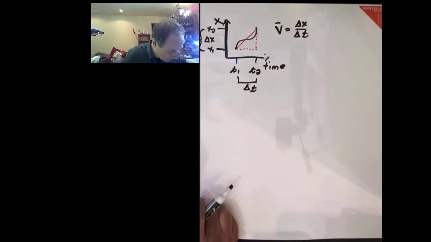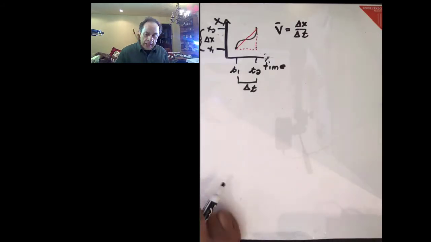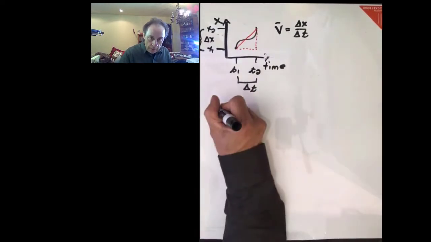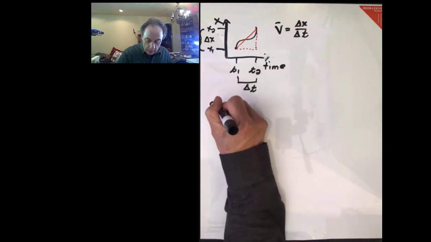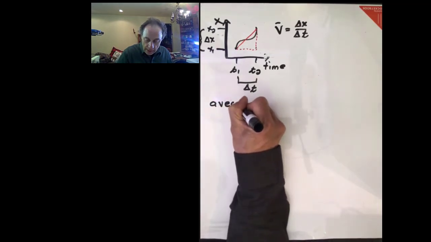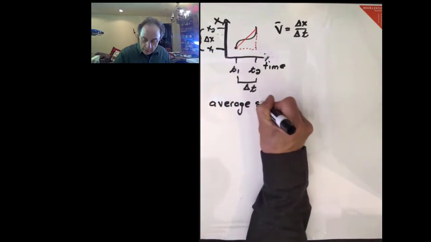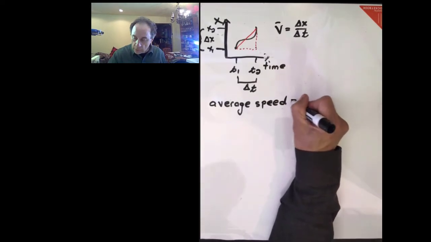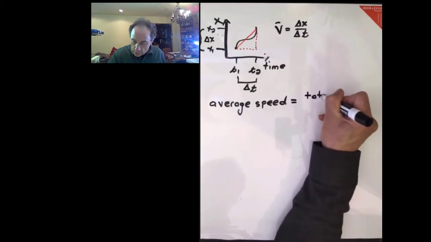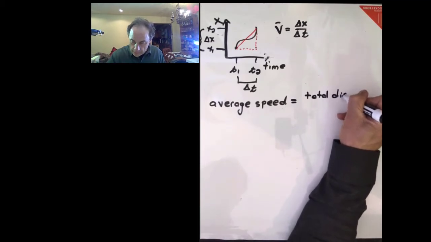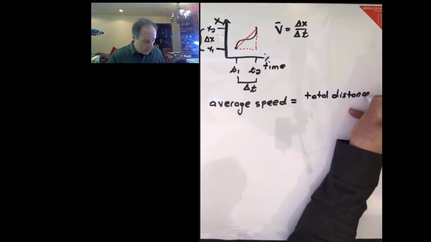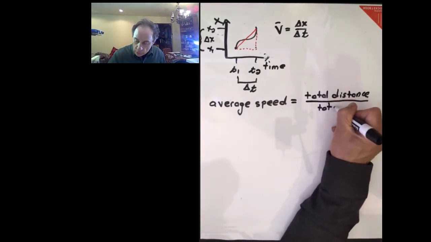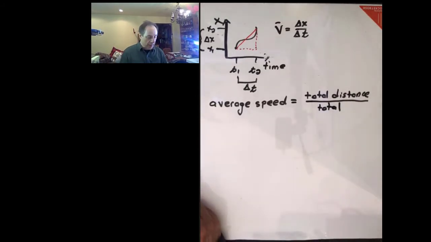Okay, now, as I said before, speed and velocity are not the same in physics. Sometimes we want speed. So, average speed equals total distance divided by total time. Notice there's no direction here. Okay, this is all magnitude.